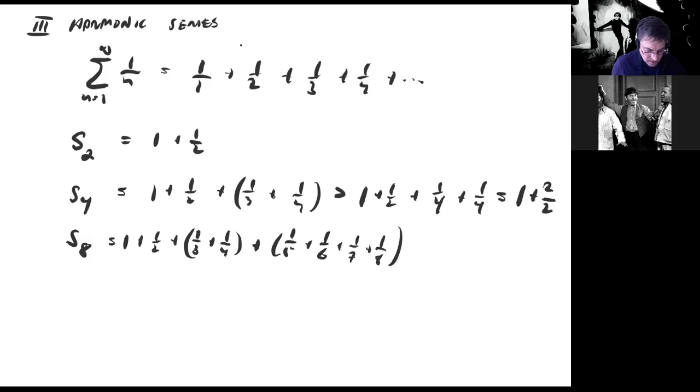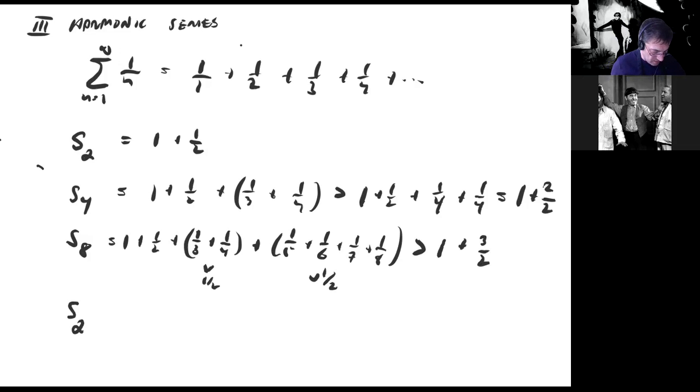And now this is strictly bigger than what? The first set of parentheses is bigger than a half, because a third and a quarter is bigger than a quarter and a quarter. So this is greater than a half. And this is also greater than a half. So this is greater than 1 plus 3 halves. Well, you can see the pattern.